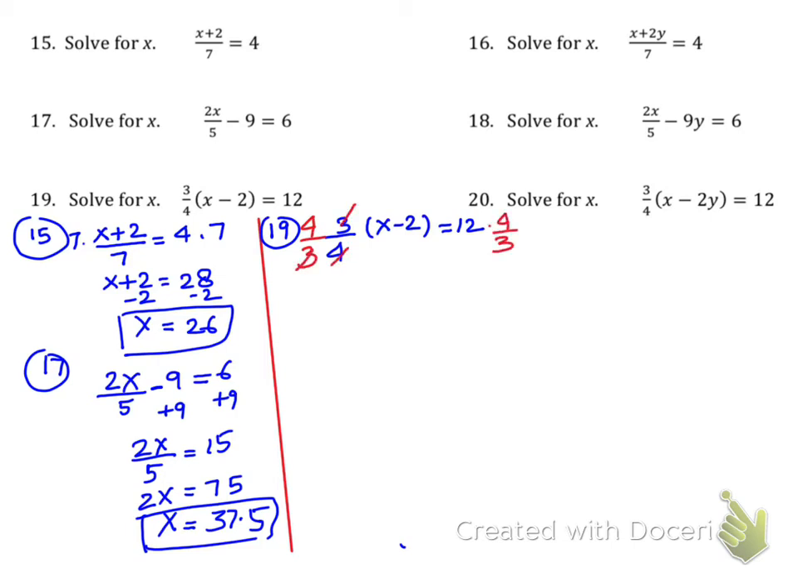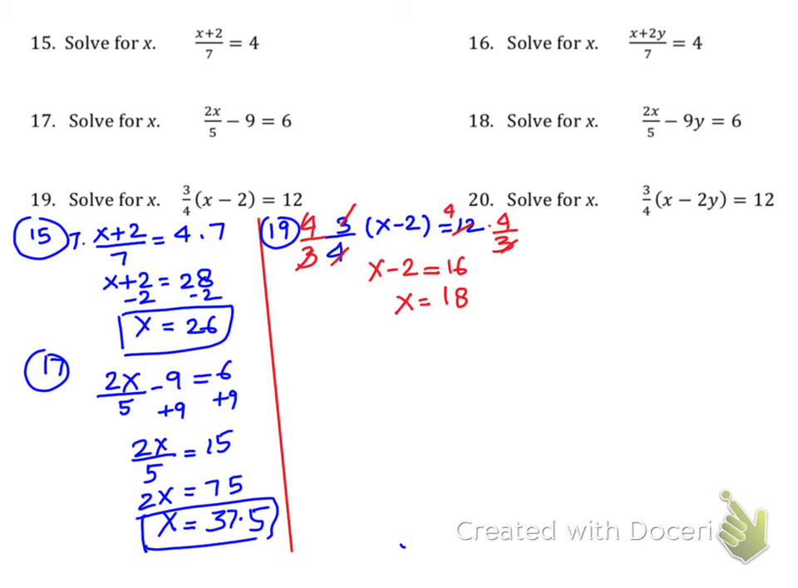That cancels out. x minus 2 is what? That's going to be, and again cross cancellation, 16. And x equal to, add 2 to both sides, it becomes 18. Alright, that's our question number 19. Let's move to question number 16.